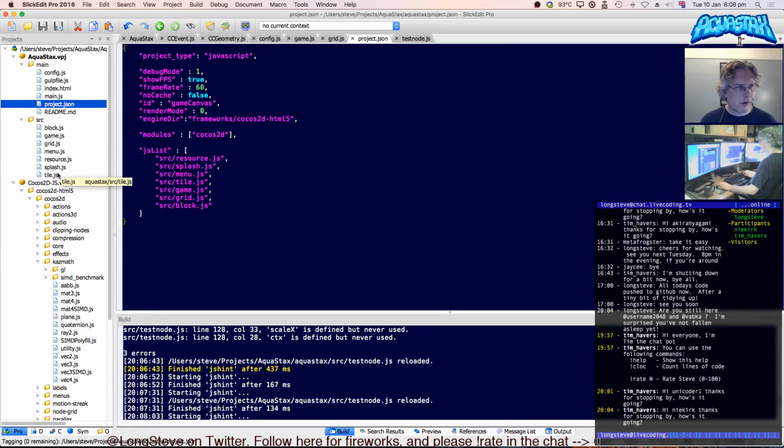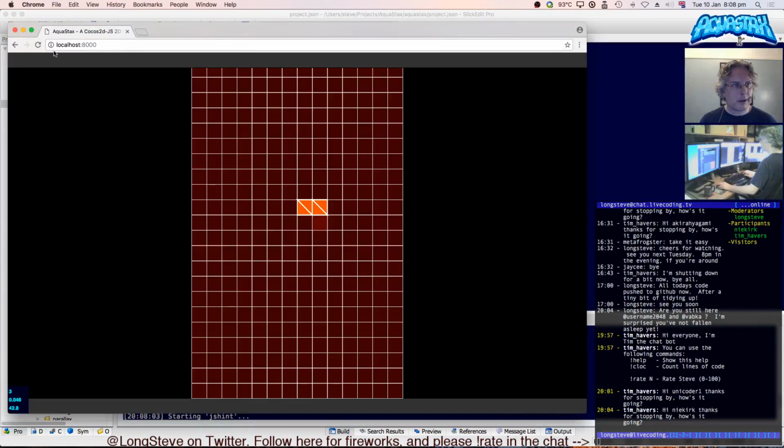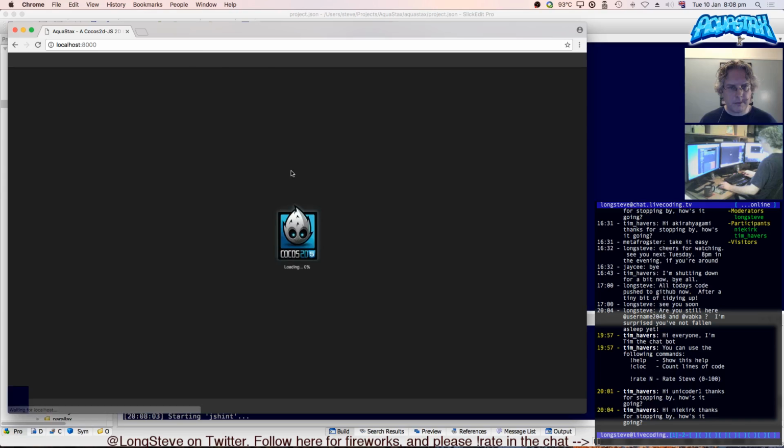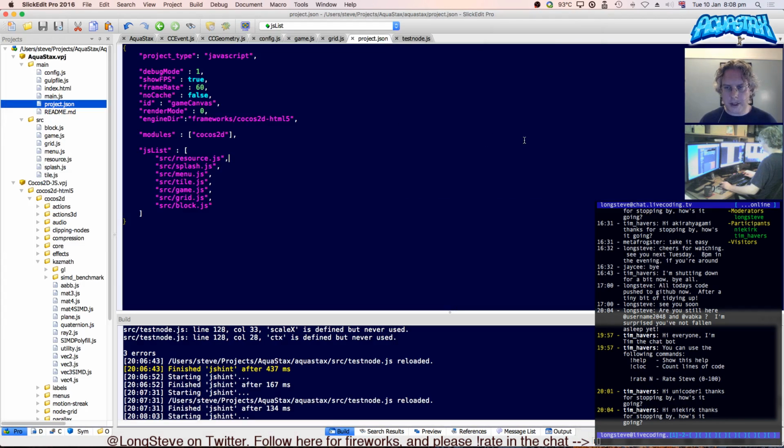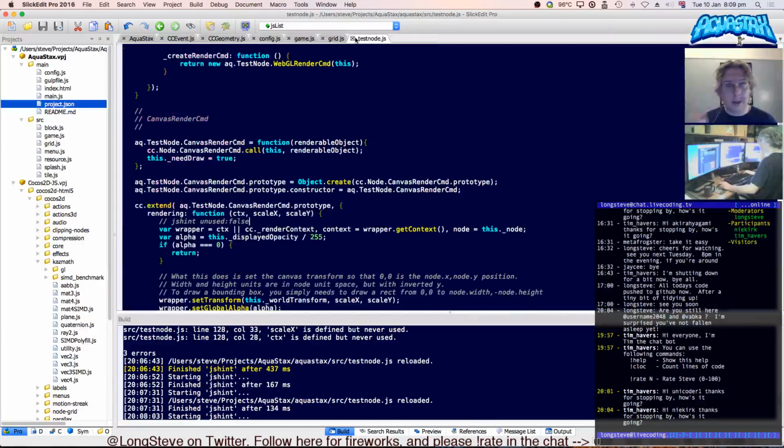It doesn't appear to be in my actual Slick Edit project anyway, which is fine. Good, right. And is everything still working? Yes, it is. Right. So now I want to go ahead and start implementing my next collision test.